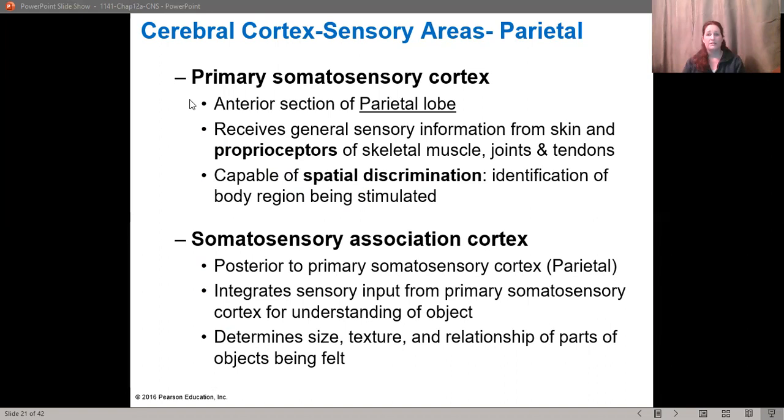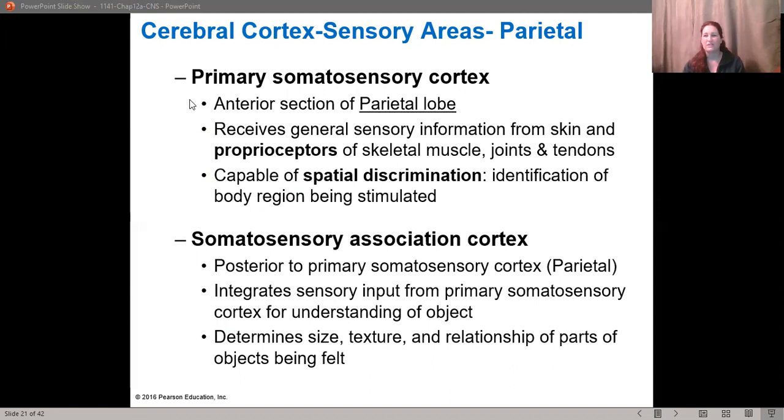The primary somatosensory cortex is also the area that tells your brain where that information is coming from. So if I get a splinter in my finger, the primary somatosensory cortex will say, that pain is coming from her left pinky. It'll be way more specific than that, but it will tell what side of the body and what portion of the body. That ability is called spatial discrimination.